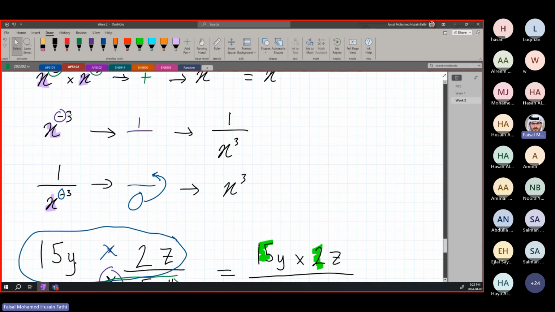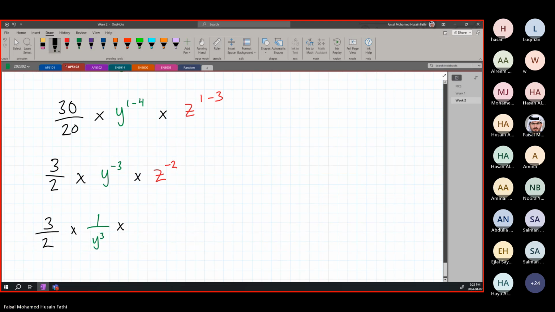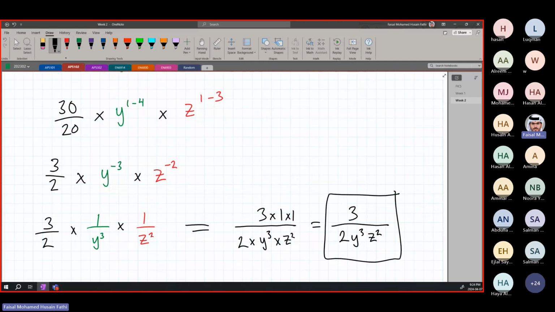Now remember the rule. In this case, we have a negative exponent, so we simply do 1 over. So this is 3 over 2 times 1 over y to the power of 3 times 1 over z to the power of 2. And now we can multiply everything together again. We're going to get 3 times 1 times 1, which is just 3, over 2 times y cubed times z squared. So it's equal to 3 over 2y cubed z squared, and this is your final answer.